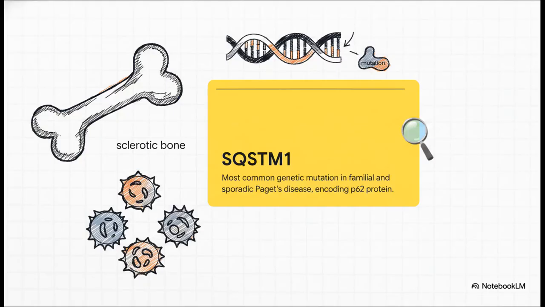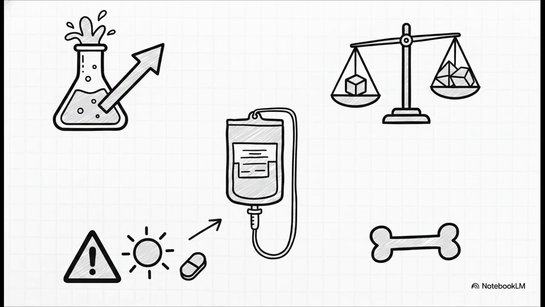So, what is actually causing this crazy osteoclast hyperactivation in the first place? Well, the crucial culprit is a mutation in the SQSTM1 gene. This mutation, which encodes the P62 protein, is for sure the absolute most common genetic abnormality found in both familial and sporadic cases of Paget's disease. Definitely lock that one in your memory. When you're looking at lab work for Paget's, the serum calcium and phosphate are usually totally normal. The real test of choice here is serum total alkaline phosphatase, or ALP, which is going to be markedly elevated.